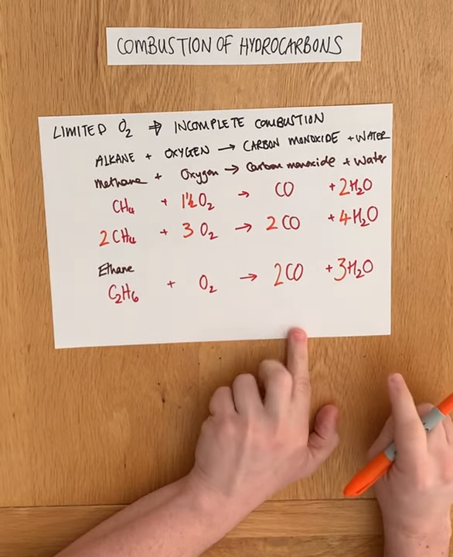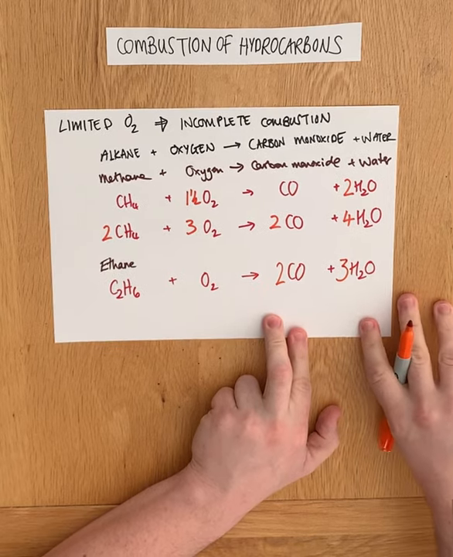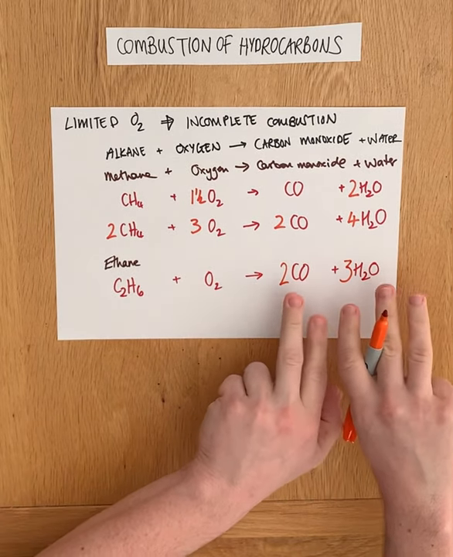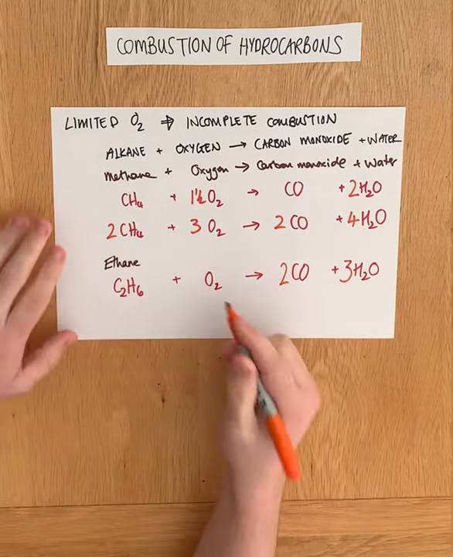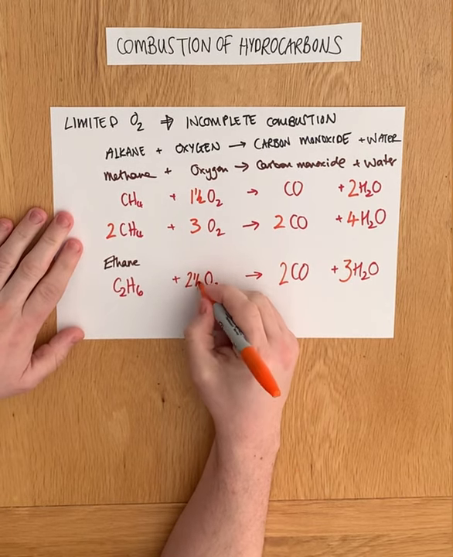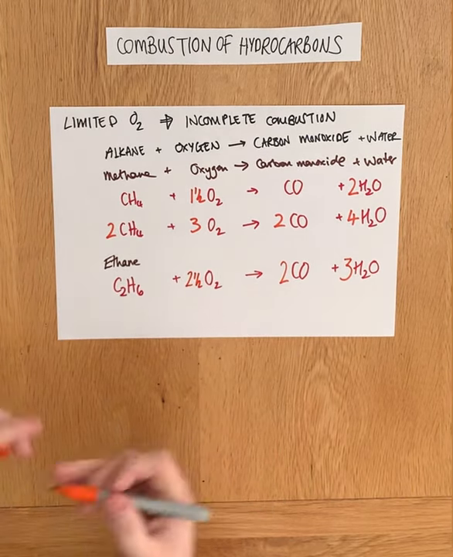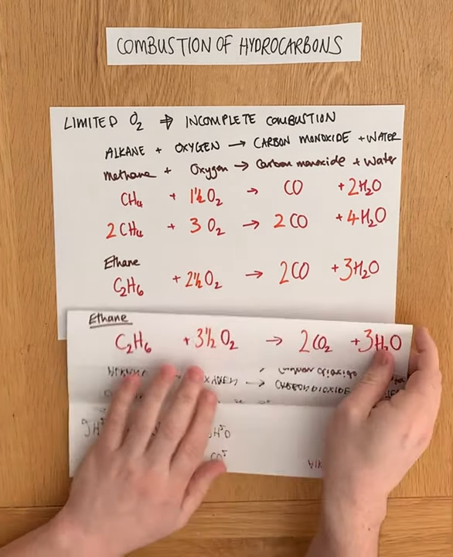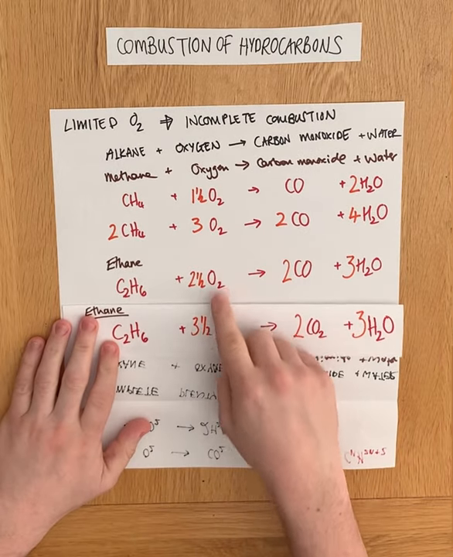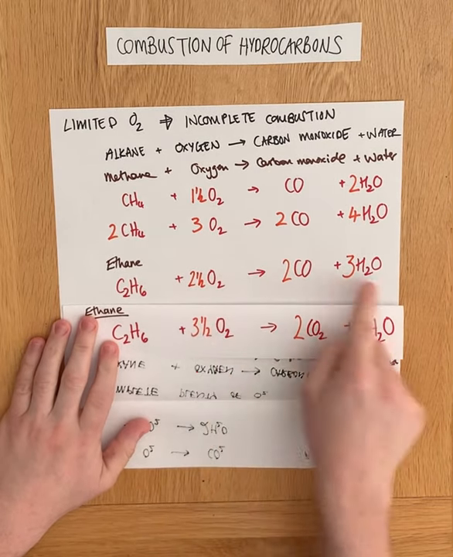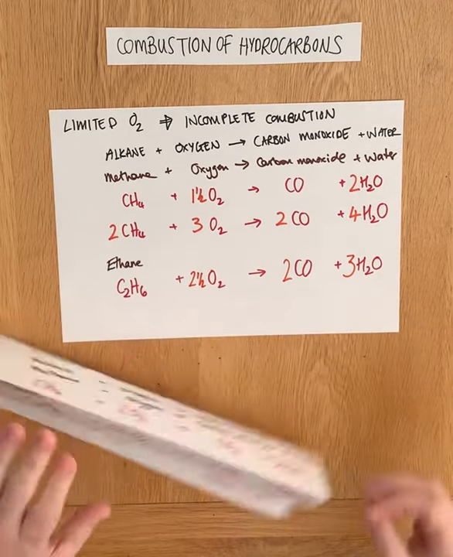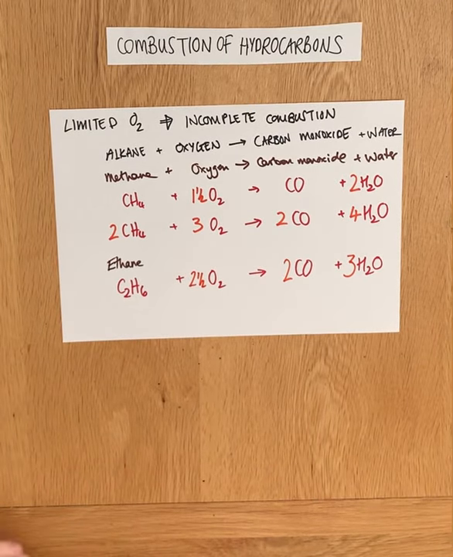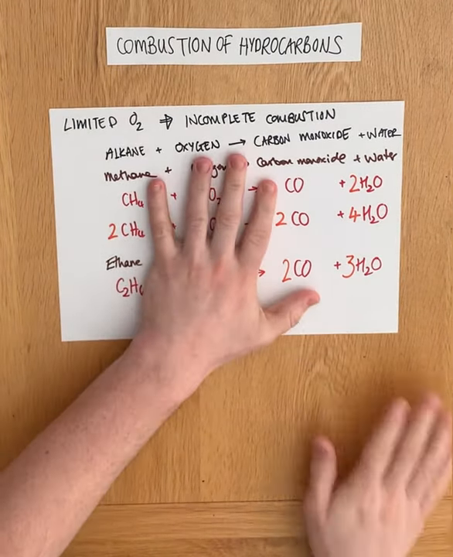1, 2, 3, 4, 5. 5 oxygens on my product side, halve that, 2.5 O2s. Again, if you want to double that, feel free. I'm not going to. If I just pull back this complete combustion equation, we can see, yes, there is less oxygen required for the incomplete combustion than the complete combustion. That's not the whole story.